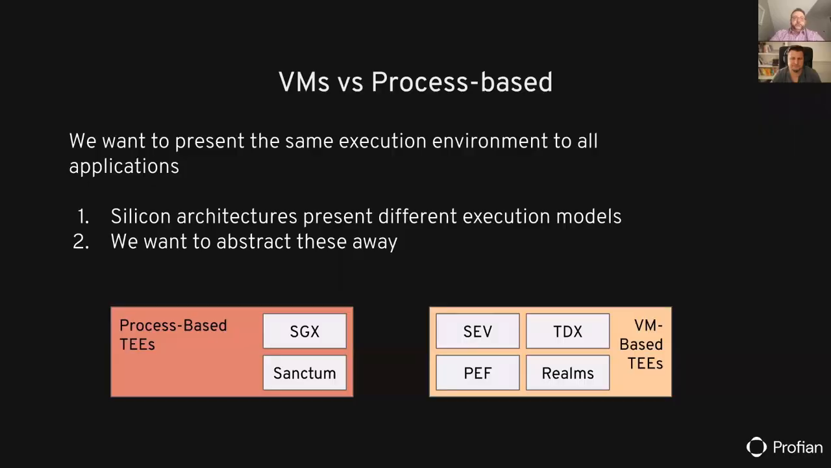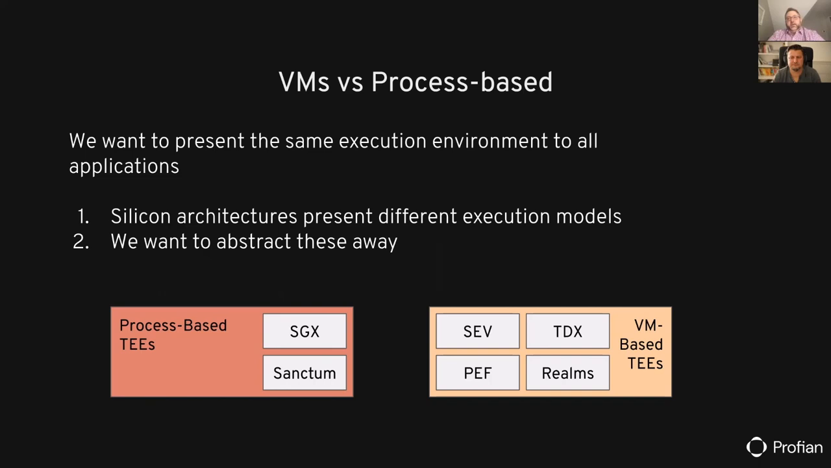So the first thing that we want to talk about is the difference between how the different technologies work at the silicon level. These really fall into two different categories. On the one hand, we have things that are process-based. The way that these work is that it allows you to use an API, usually from the kernel, a set of ioctls in the case of SGX, to carve out a region of memory within a process. That region of memory is encrypted and has integrity protections. Depending on the technology that's involved, it also will sometimes deny any access to those pages. So this is essentially the process-based TEEs.